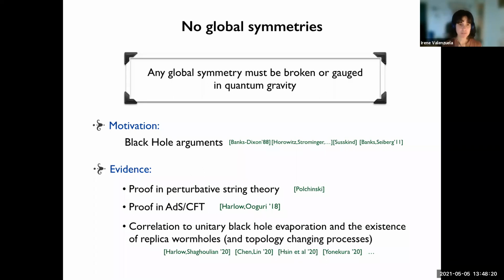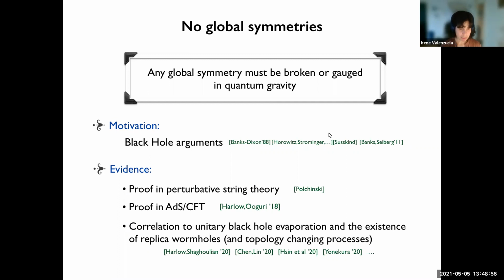Originally, the motivation for this comes from black hole physics, in order to avoid ending up with an infinite number of remnants, because Hawking evaporation is blind to the global charge, so there's no way to distinguish different black holes with different global charge, and this could violate entropy bounds. But the reason why this conjecture is, I would say, the most widely accepted one in the community is because of the evidence that we have gathered for it in the past years.